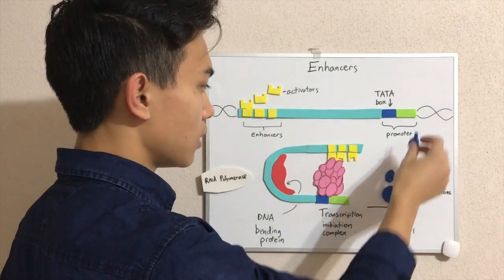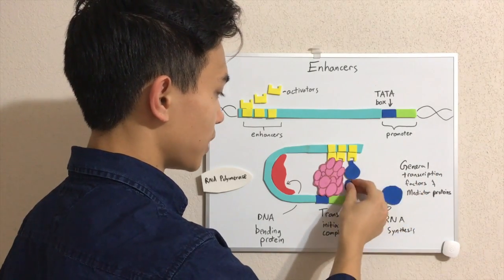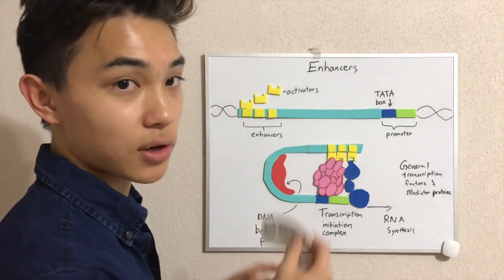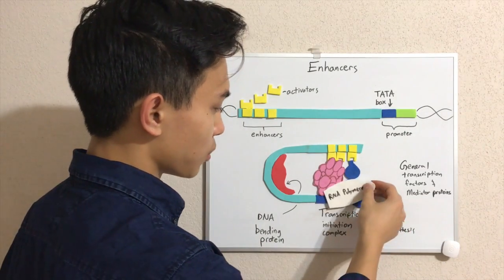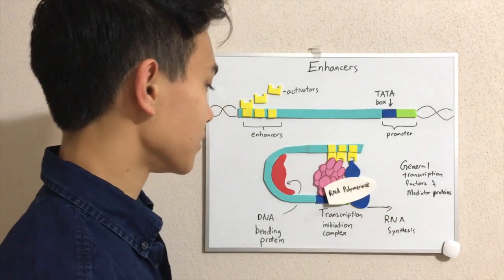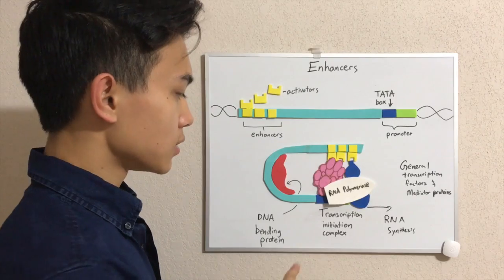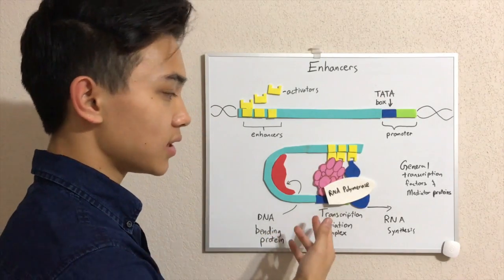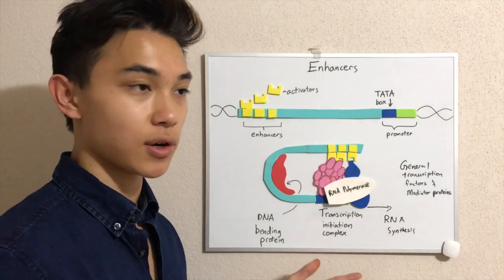What happens next is that mediator proteins will bind to these activators. Followed by that, general transcription factors bind to these as well. And this causes RNA polymerase to bind to the promoter region and start transcription. So this is called an active transcription initiation complex. What this does is that it speeds up, or amplifies, RNA synthesis.